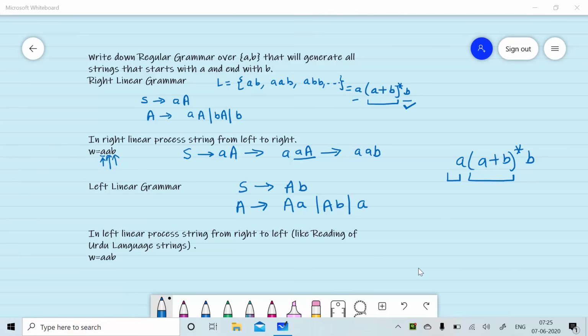In case of left linear grammar, we will process this string from right to left, like we are reading strings or words in Urdu language. Suppose we want to generate a string w is aab. So we will generate the first symbol as b. So S gives Ab. Now the next symbol that we want to generate is the second last symbol, that is a. We can generate it using the rule A gives Aa. Next symbol we want to generate is a, and that can be generated whenever we replace capital A by small a.